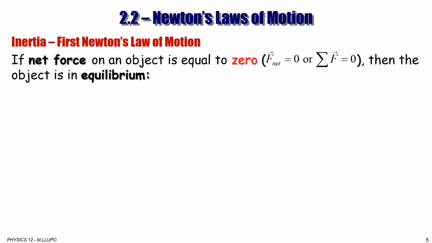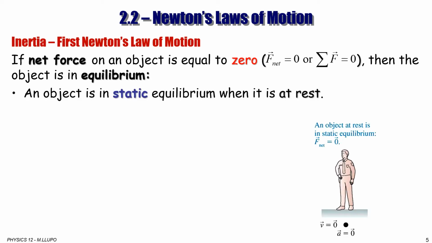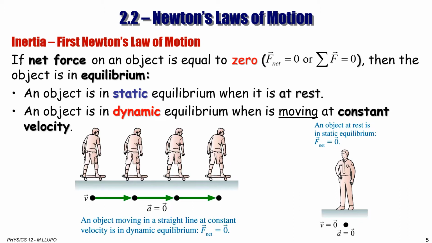Isaac Newton studied inertia and came to a conclusion that if net force on an object is equal to 0, or F net is equal to 0, or sum of all forces is equal to 0, then the object is in equilibrium. So that means the object is in a static equilibrium when it is at rest. So velocity is 0. That means acceleration also is 0. Or the object is in a dynamic equilibrium when it's moving at a constant velocity.